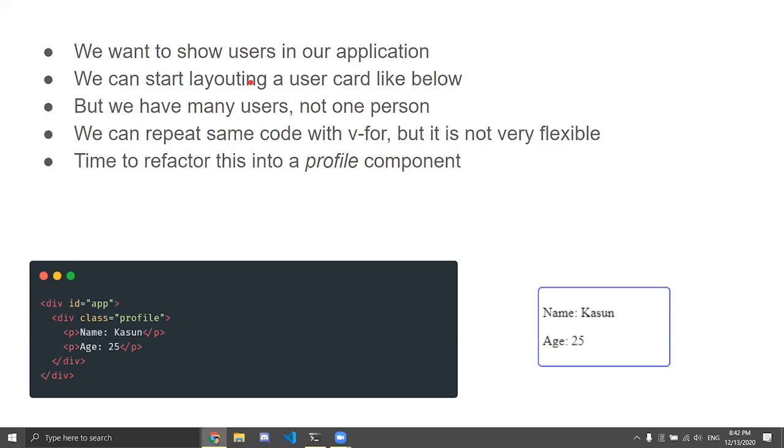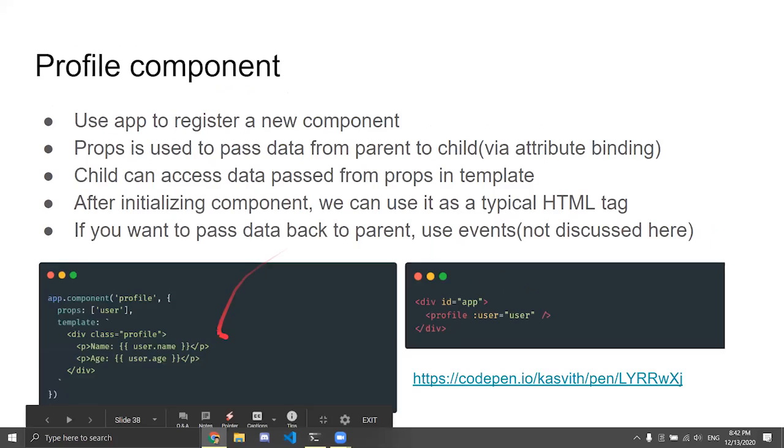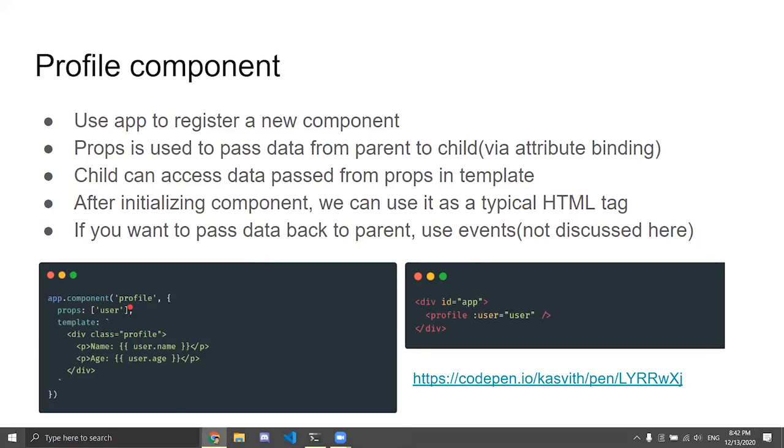we can refactor this into a simple component. In here, you can see now I have created a new application, and in here I have defined a user with two properties, name and the age. And I am using the same thing, the Vue createApp, and I am taking the result as the app. So this is a Vue instance, and we can use this to add new components into our application. So in here, I am defining an app component called profile, and I am passing a template in here, which is the same HTML you saw in the application.